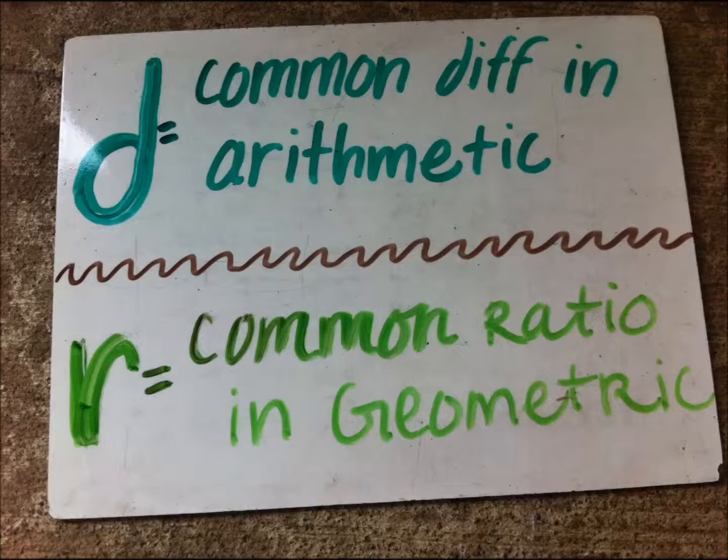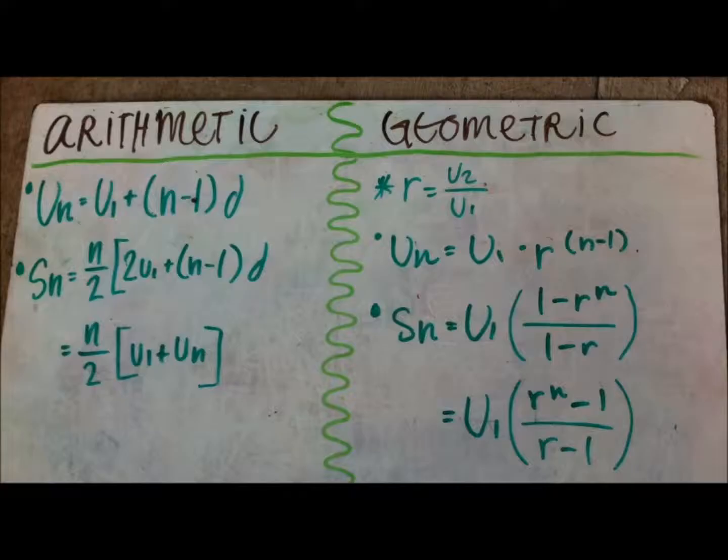D means common difference and is used in arithmetic sequences. R means common ratio and is used in geometric sequences. These are the general formulas for arithmetic and geometric sequences of both U sub n and S sub n.